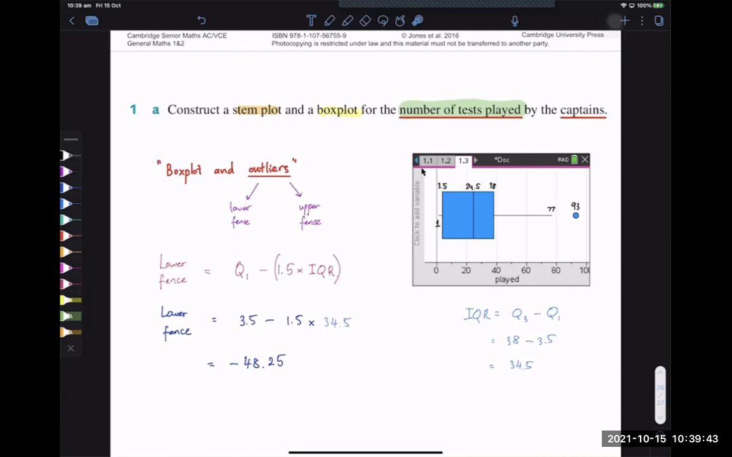Okay. So can we have negative 48 games? No, not possible. So that's all the way down here. That's your fence. So anything beyond that is an outlier, which is impractical, right?